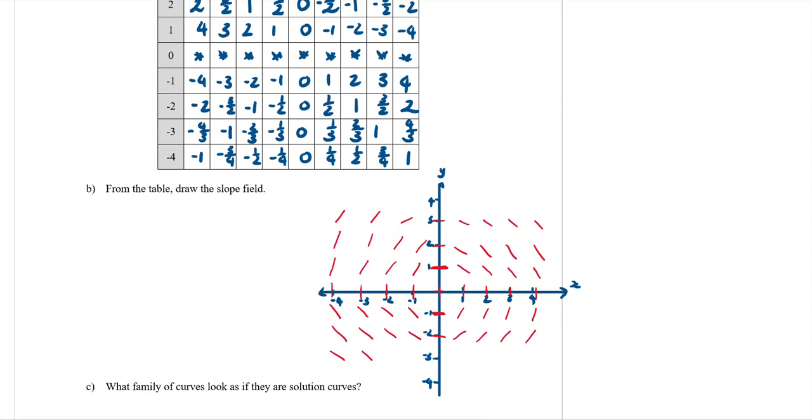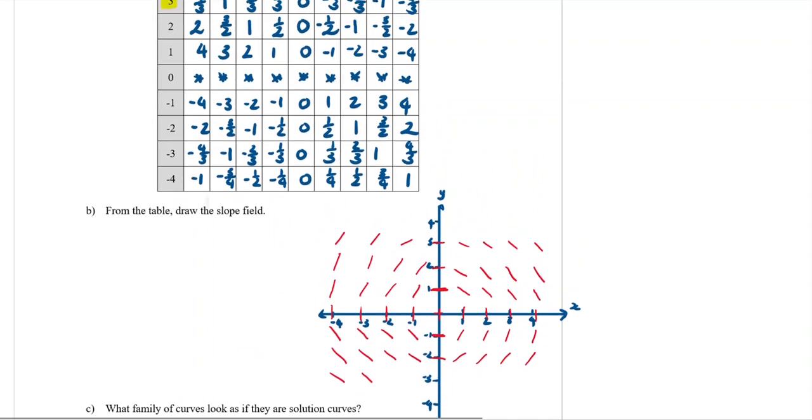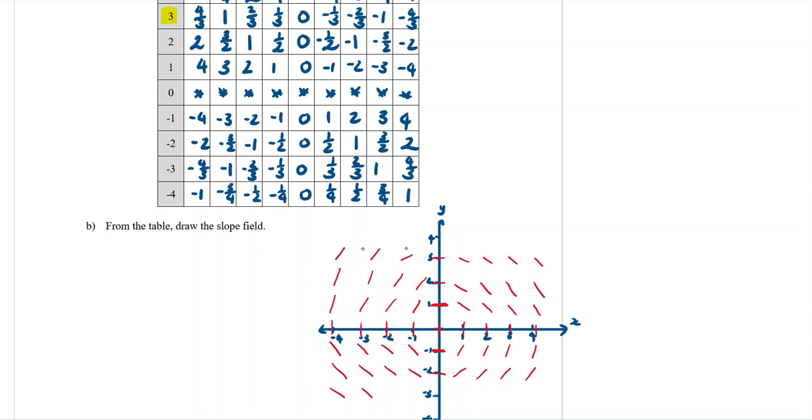Negative 1, 3. Oh, did I miss 1, 2, 3? No, 4 is this flat one. 1, 2. No, yeah, you're right. I did miss one. What did I need in there? Just another flatter one in there.